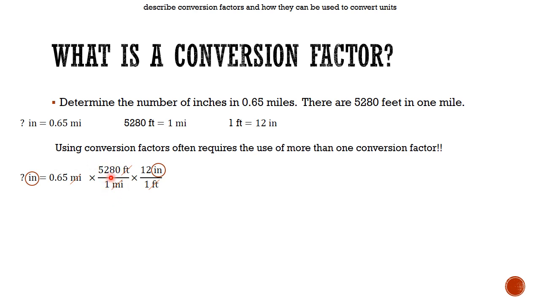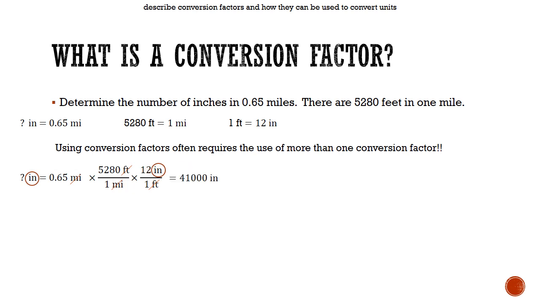Dividing by 1 is still going to give you the same value. Then you'll multiply that by 12. You don't need to hit equals in between. So in other words, all you're going to hit is 0.65 times 5,280 times 12, and that's going to give you your answer. And you should get 41,000 inches.